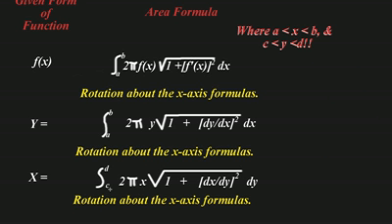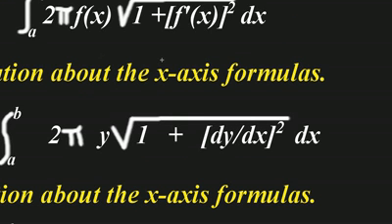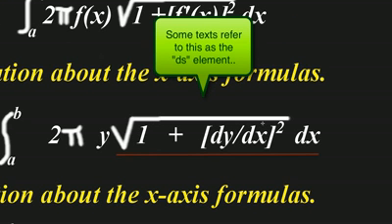Notice that the bounds have changed. We're looking at the y values now of c to d because we're integrating with respect to y. Whereas here, a to b because we're integrating with respect to x. All right? So 2 pi y integral of this differential element ds that a lot of textbooks use.